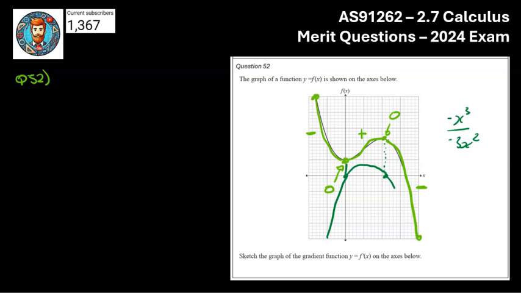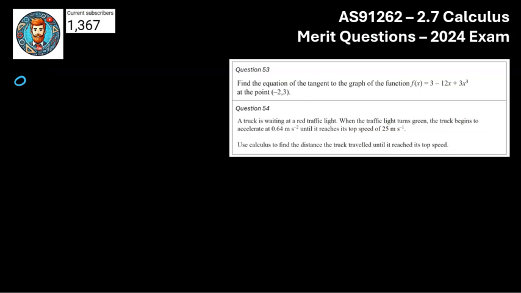Oh, I should make it more symmetrical. It goes down like that. And this is negative, because that represents the negative area of the axis. So hopefully you can see how that one works. These ones are a bit annoying, but using my graph skills and breaking down the gradient of the original function, I can kind of see what's going to happen here. Moving on to question number 53.